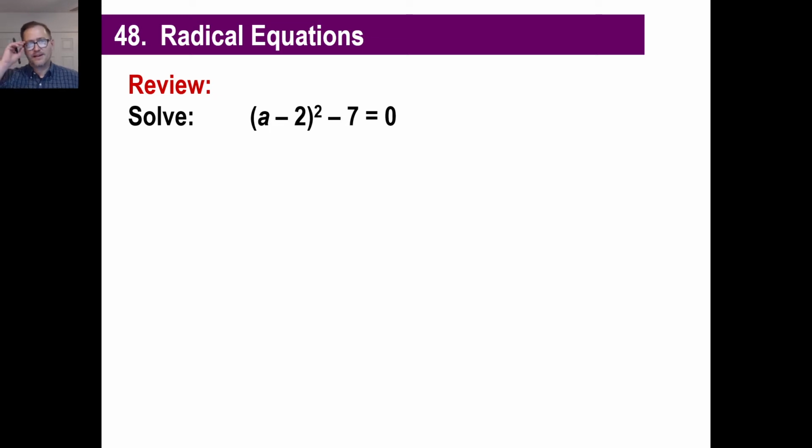Hey guys, let's take a look at radical equations. Let's first, before we go to them, go back to something we did before. Look at this and tell me what the method is to solve this. If you remember, you would just go ahead and add 7 to both sides. And then get a minus 2 squared on the left and then 7 on the right.